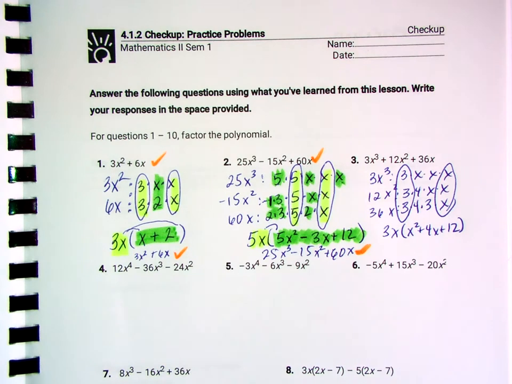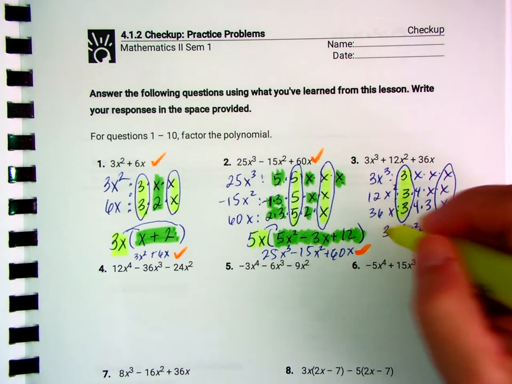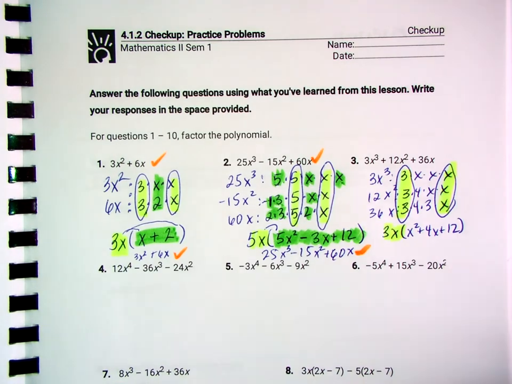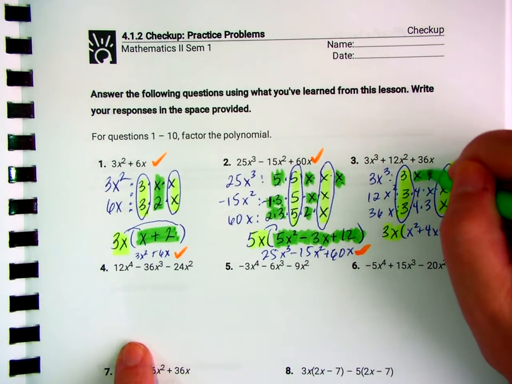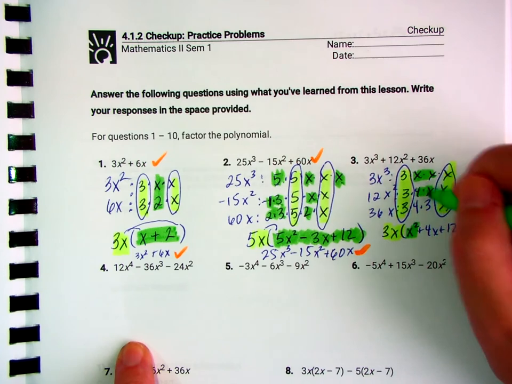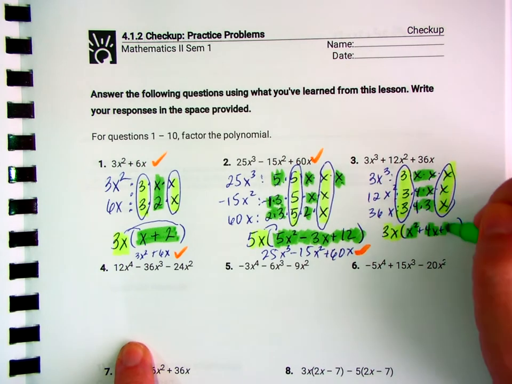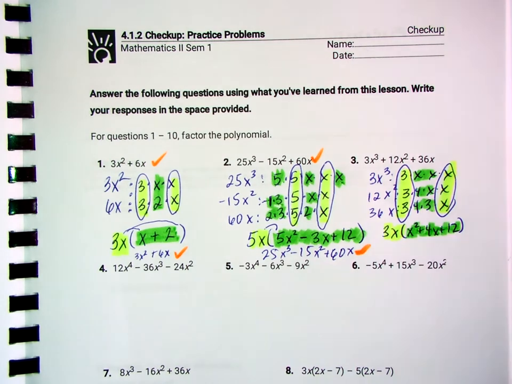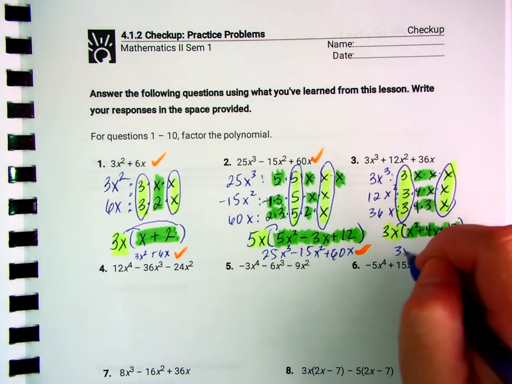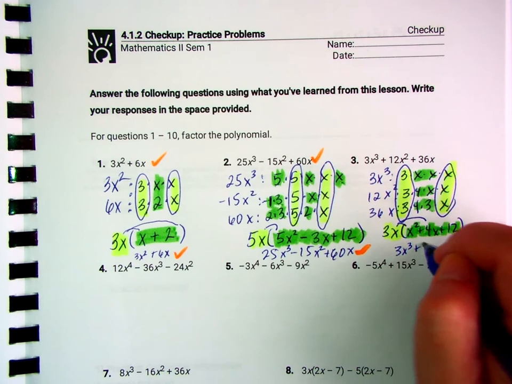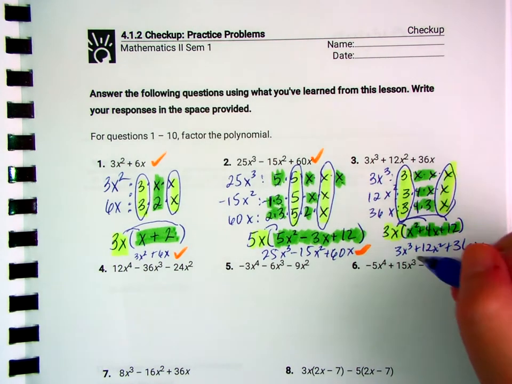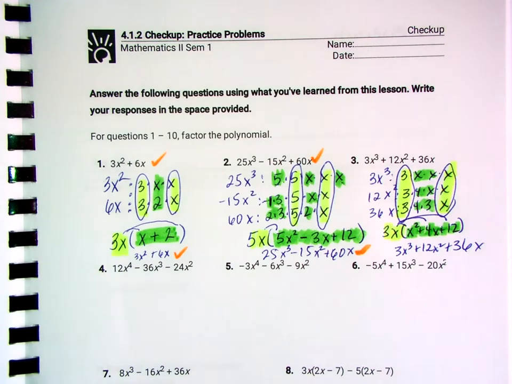And again, this 3 was in common, so it went out front. This x was in common, so it went out front. And all of these items that were left over, x times x multiplied here, 4 times x, and 12. Notice the signs, plus plus, went into my answer. Finally, I multiply 3x to the third plus 12x squared plus 36x, and I double check my answer, and it matches.